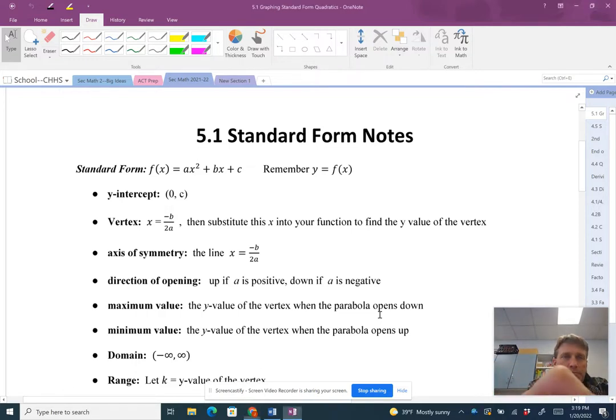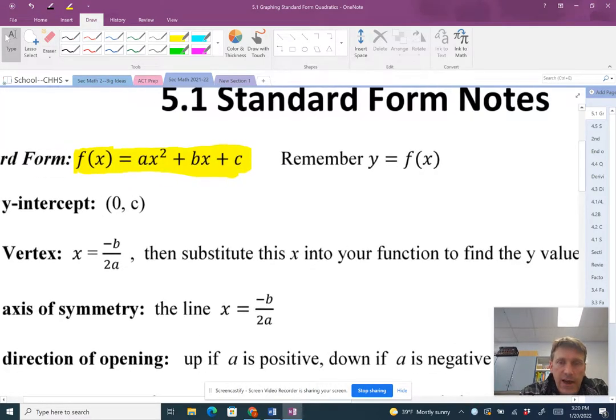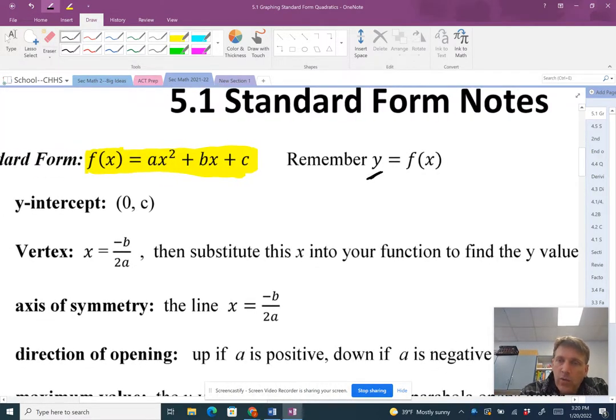As a reminder, f of x equals ax squared plus bx plus c is standard form. Sometimes we see 0, but that's just when this is equal to 0. One thing to keep in mind here is that y equals f of x. So instead of f of x, if we wanted to, we could just write y there.